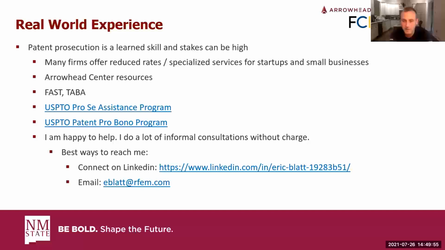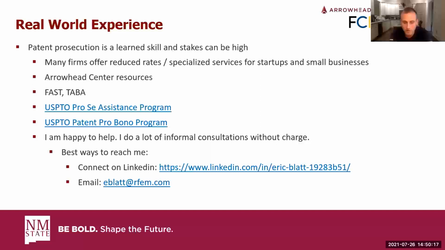Drafting good patent claims and drafting a good patent is very difficult. If you want to do it yourself, it's a difficult thing to do, but it can be done, and it can be done well. If you want to have assistance with that, a lot of firms offer reduced rates or specialized services for startups and small businesses.